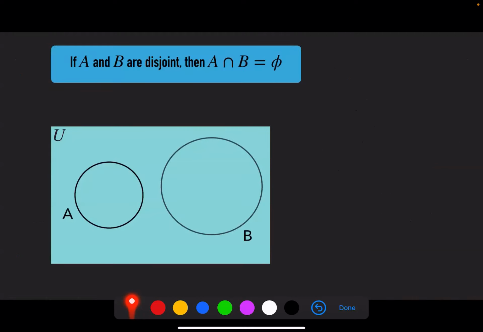Now, what do we mean by disjoint sets? If you have disjoint sets, that means there is nothing common. So if two sets A and B are disjoint, there are no common elements here. So A intersection B is the null set. So here there is no overlap.